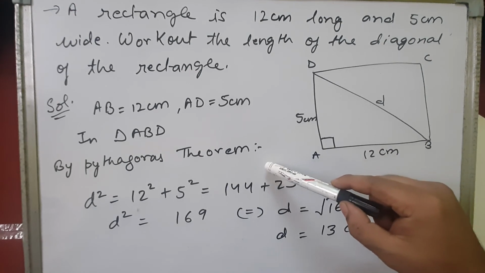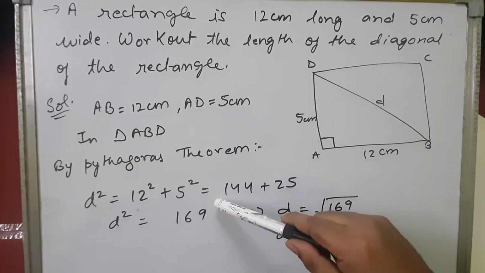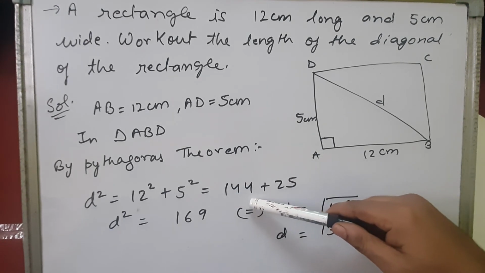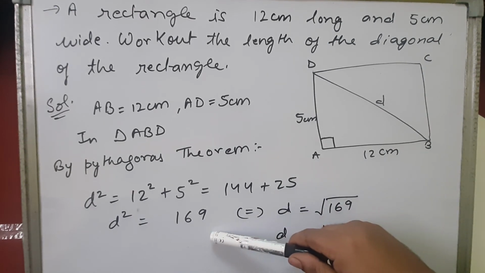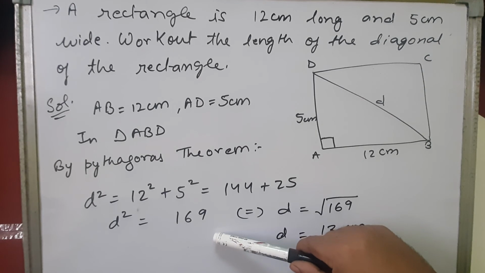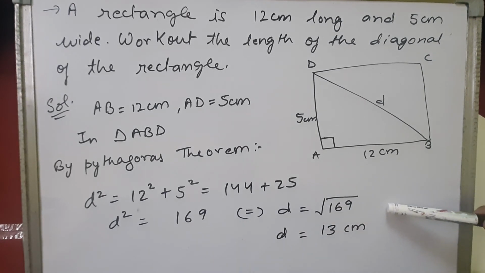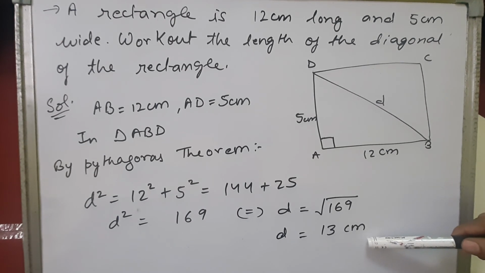So if we apply Pythagoras theorem in triangle ABD, we'll get d square equals 12 square plus 5 square. The value of 12 square is 144, 5 square is 25. 144 plus 25 will be 169. That means d square equals 169. Taking square root both sides, the value of d will be under square root 169. So the square root of 169 is 13 centimeters. That means the length of the diagonal of the rectangle is 13 centimeter. Alright children, please note down the solution.